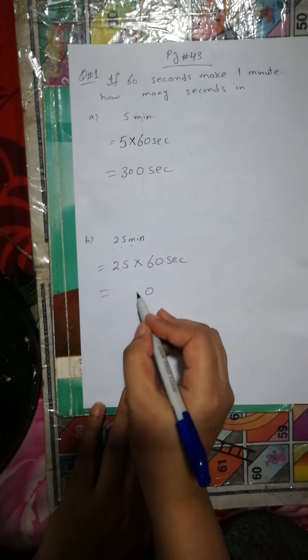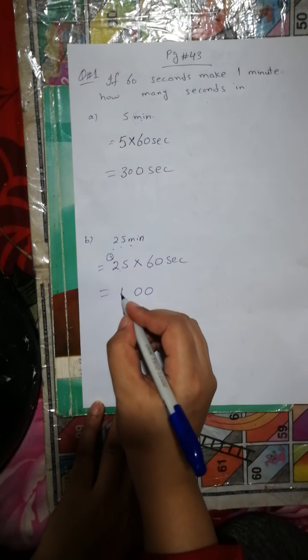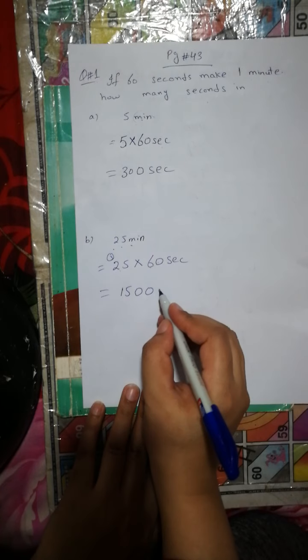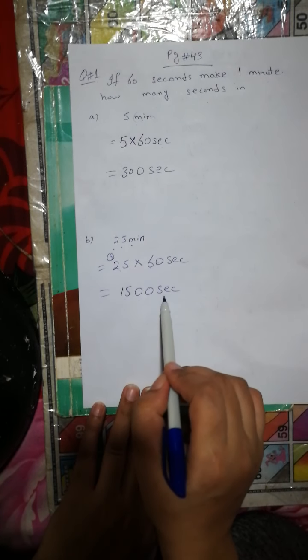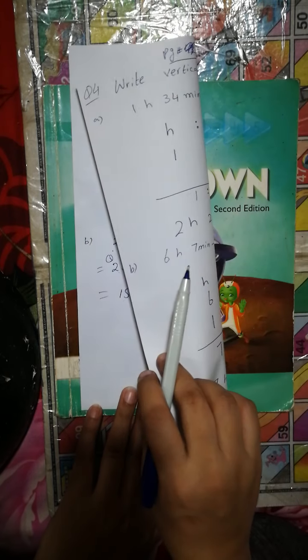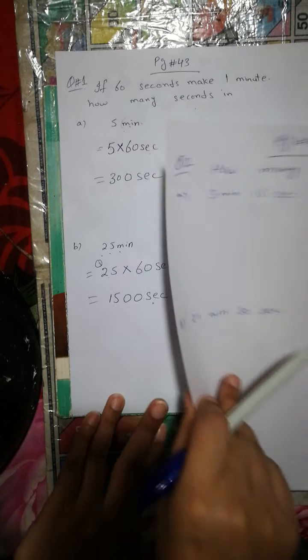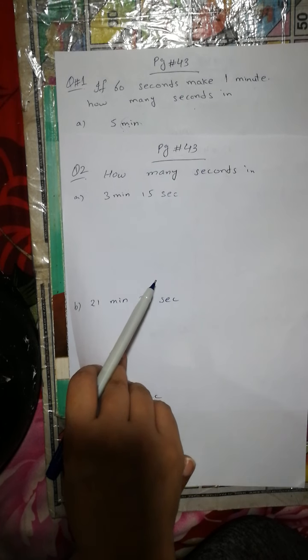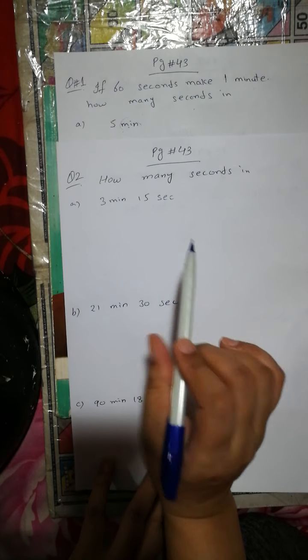0, 6 5 the 30, 0, 3 carry, 6 2 the 12 plus 3, 15. So in 25 minutes you are having 1500 seconds. The next question is, how many seconds in? They give you minutes and seconds, you have to change into seconds.